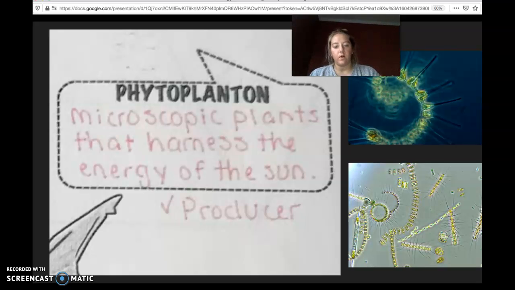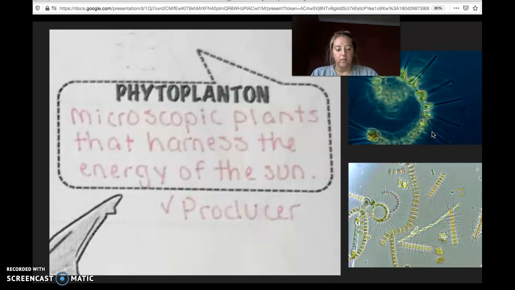So we start with our phytoplankton, which are microscopic plants that harness the energy of the sun. They are a producer. I've got some beautiful pictures of some phytoplankton for you under the microscope right here. These little guys don't even look like real organisms, but they are. Phyto means photosynthetic. Plankton is usually indicating that it's really, really small.